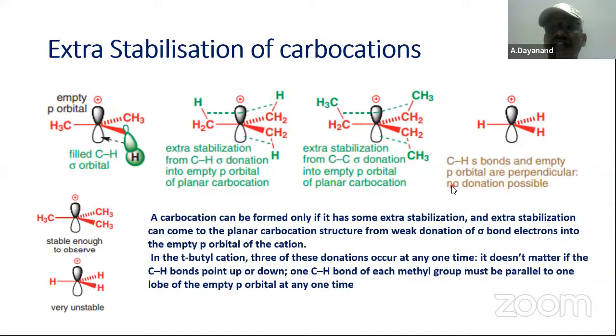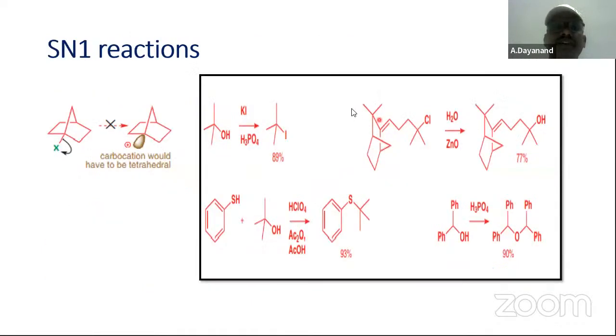Okay, they are going to induce electrons or repel electrons towards this carbocation, and the charge density is decreased. In that way, we can say that there is an extra stabilization. If the alkyl chain is long, it is stabilized more. Why? Because there is every possibility for the interaction between the empty p orbital and them. Then let us see some Sn1 reactions.